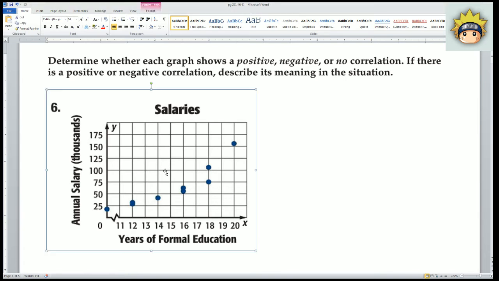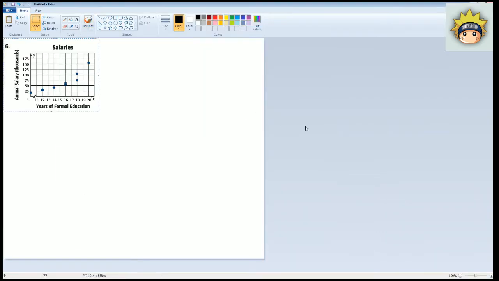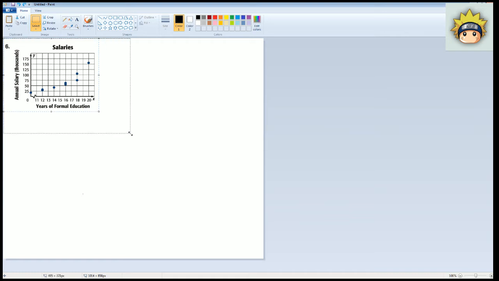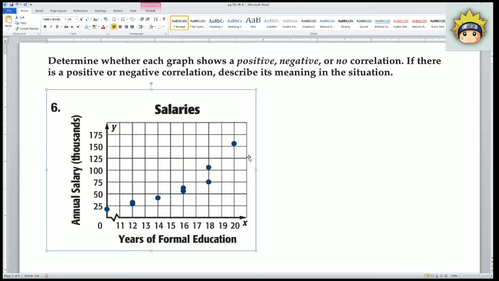So we have this graph here. I'm going to pull it into Paint. Make it a little bit bigger for you to see. Now, to find the correlation, we would like to draw a line across it. And it looks like it's right here, maybe? Yeah, right here. It looks like this is linear.